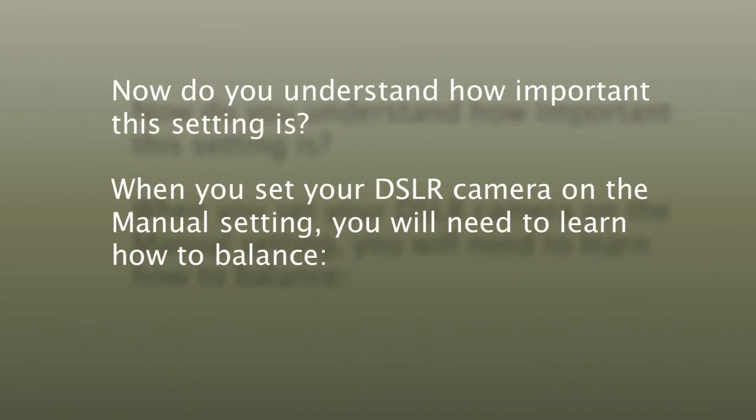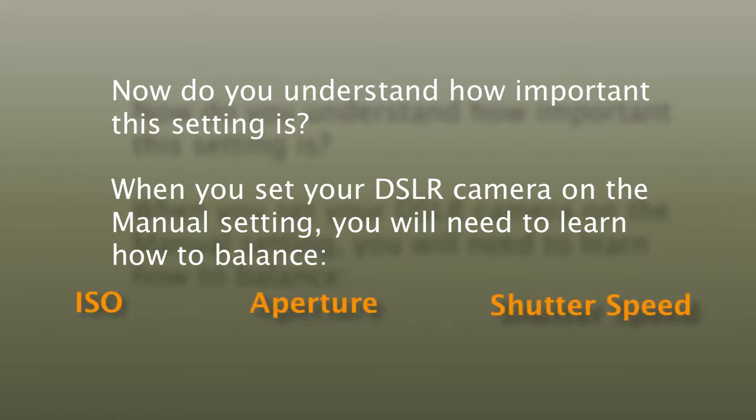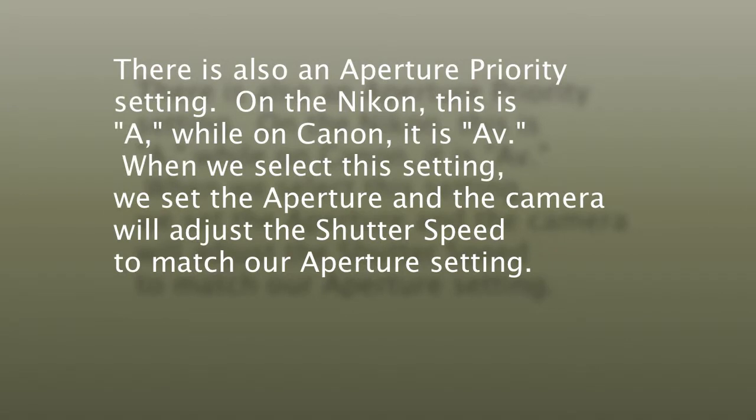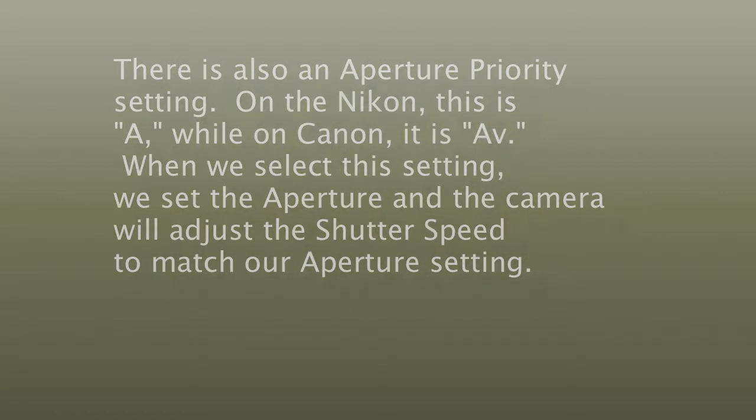When you set your DSLR camera on the manual setting, you will need to learn how to balance ISO, aperture, and shutter speed. There is also an aperture priority setting. On the Nikon, this is A, while on Canon, it is AV. When we select this setting, we set the aperture, and the camera will adjust the shutter speed to match our aperture setting.